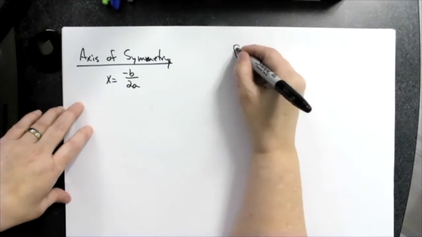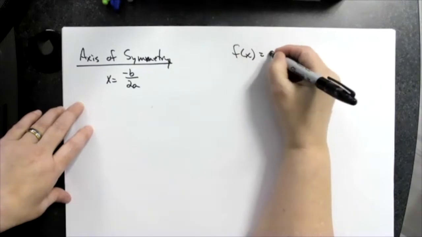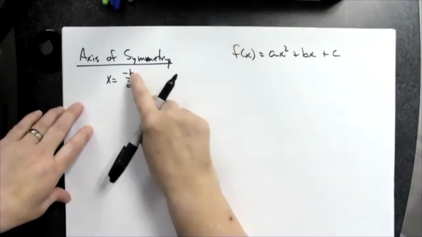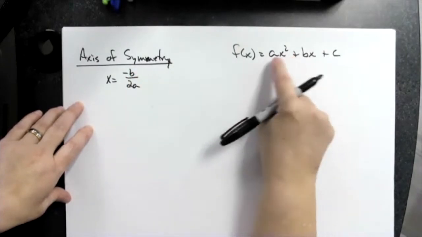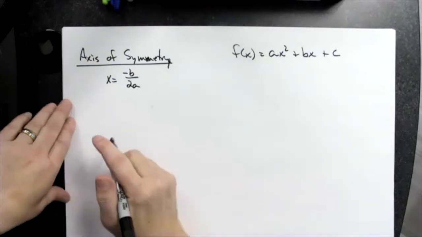And I could even do function notation. I don't always have to do y equals. I could do f of x equals ax squared plus bx plus c. So that a and b right there are the coefficients. That's a formula that I'm pretty sure needs to be memorized for the final exam.